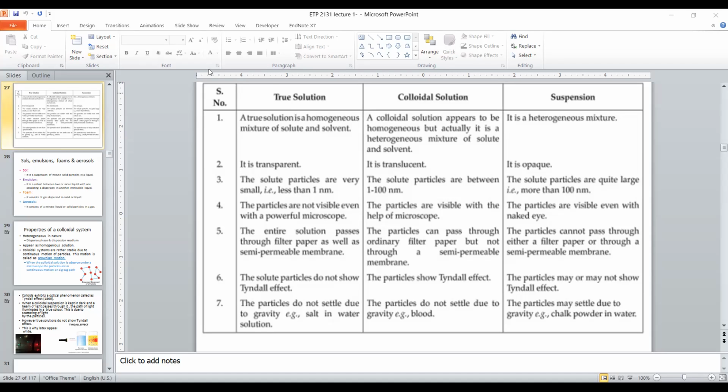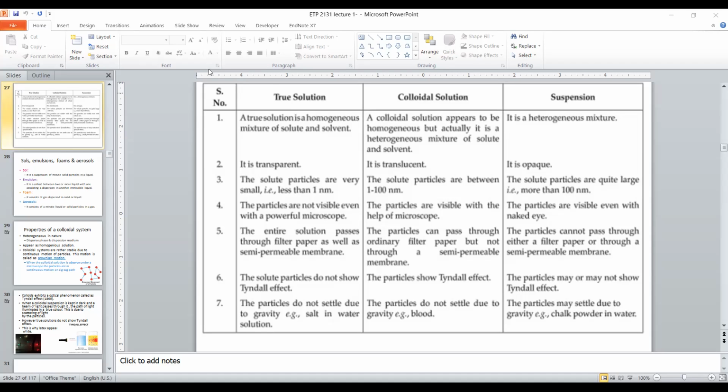Okay, if you use a semi-permeable membrane, through such membranes, the colloidal solutions could be separated. Suspensions, only the solvent is passed through a filter paper. So definitely you can filter and clean or separate the solvent and solute from a suspension. You usually call it major component and minor component when it comes to suspensions and colloidal systems.